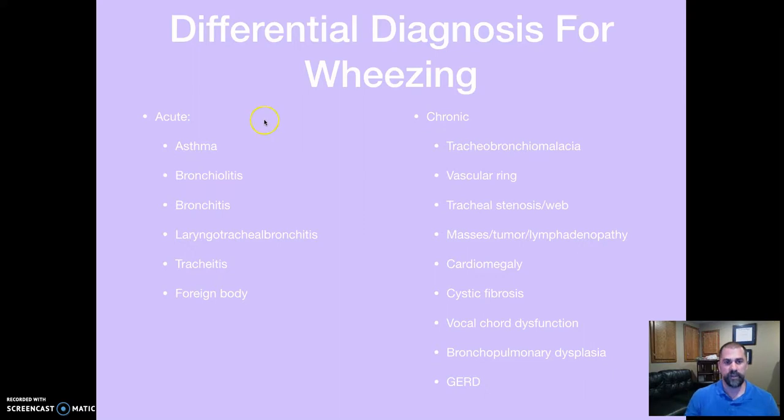When we think about acute, we think about asthma, bronchiolitis, bronchitis, laryngotracheal bronchitis, which is like croup, tracheitis, or foreign body. You will probably be most concerned with asthma, bronchiolitis, and foreign body. Croup sometimes as well. So for chronic conditions, we have tracheal bronchial malacia, which is probably one of the more common things you'll see. Vascular ring is always a good test question as well. Then you may see some vocal cord dysfunction and bronchiopulmonary dysplasia. But you can see the differential is quite broad.